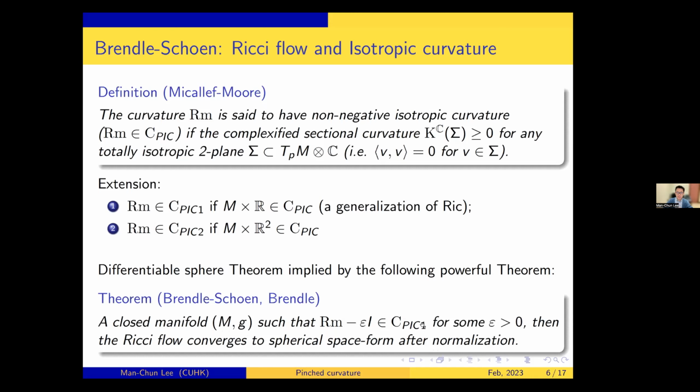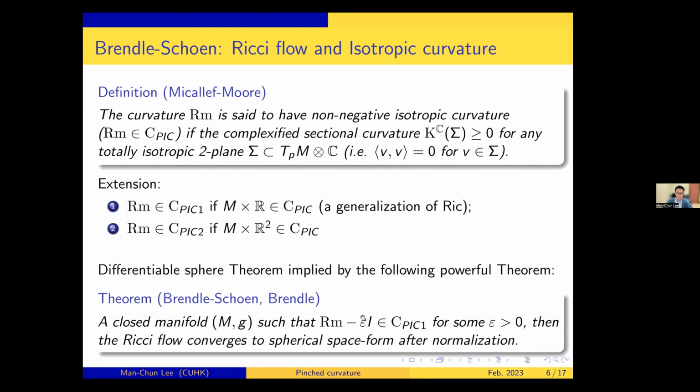Okay, in the past, they first proved the case of PIC2, which is the main result of Brendle and Schoen. Okay, they proved the case of PIC2, which includes PIC1 and also includes the others. And later on it was generalized by Brendle to PIC1. Okay. So when n is equal to 4, this is exactly the Hamilton sphere theorem. All right, so this is the history.